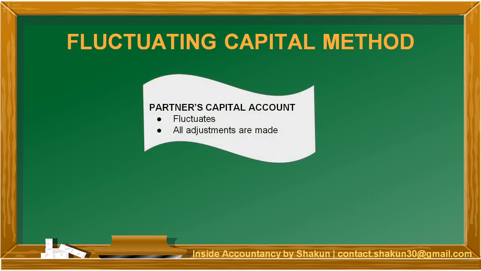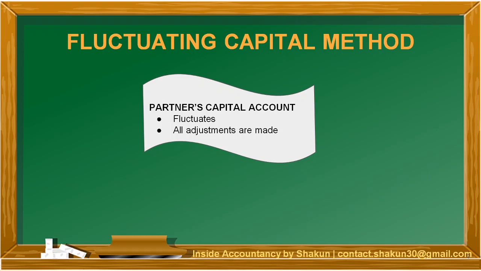Under the fluctuating capital method, only one account, as I told you, that is the partner's capital account, is maintained for each partner. All the transactions of a partner, such as capital introduced or withdrawn, salary or commission allowed, interest allowed on capital, drawings against profit, interest charged on drawings, the share of profit or loss, all these transactions are transferred to his capital account. As a result, the balance in the capital account fluctuates with every transaction.